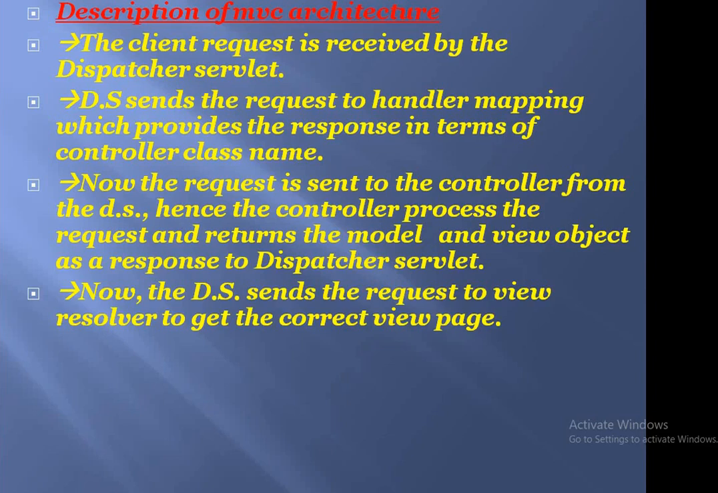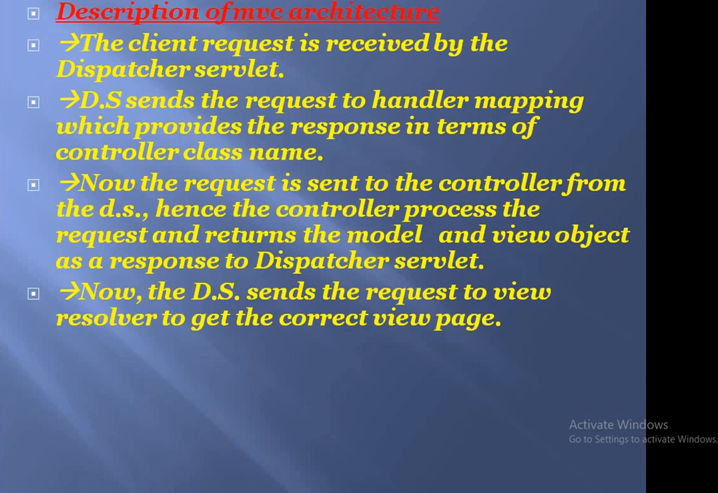Hence the controller processes the request and returns the model and view objects as a response to the dispatcher servlet. How it processes: if required, it will communicate with the service layer, or it may also communicate with the database layer, the DB layer. After processing the request, it will return the model and view object. The controller returns the model and view objects as a response to the dispatcher servlet.